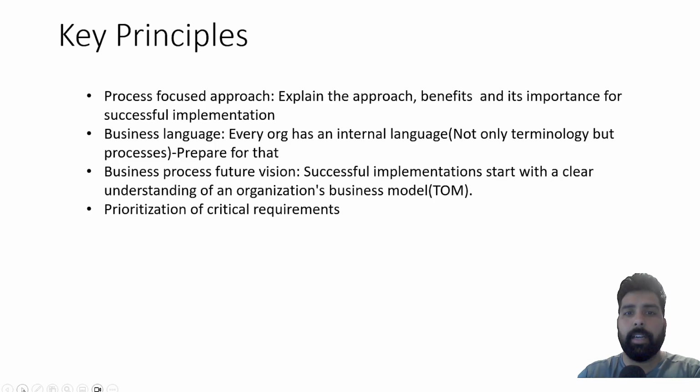The next one is the business process future vision. We need to prepare what our future vision is for the different business processes which we are going to implement. A successful implementation starts with a clear understanding of the organization's business processes, and many times you will hear it called the targeted operating model, TOM. So we need to be very clear in our mind, when we are going for requirement gathering, about the future vision for the organization's business processes.